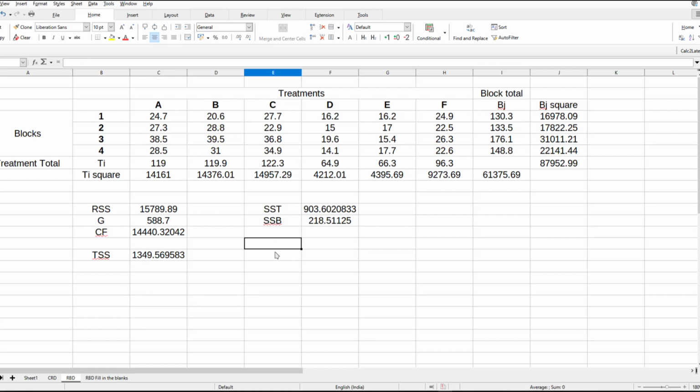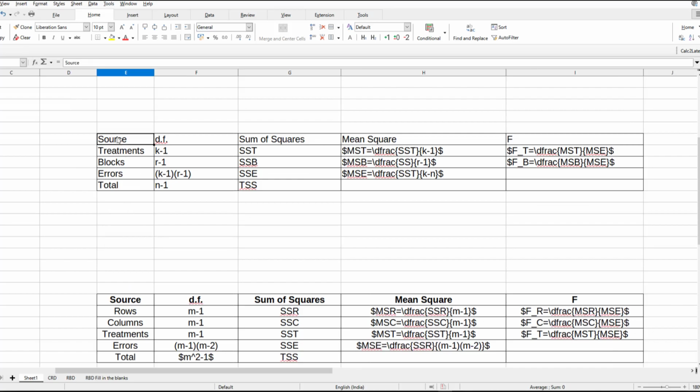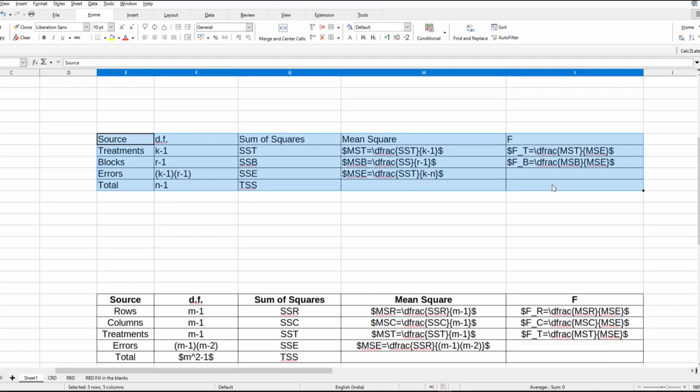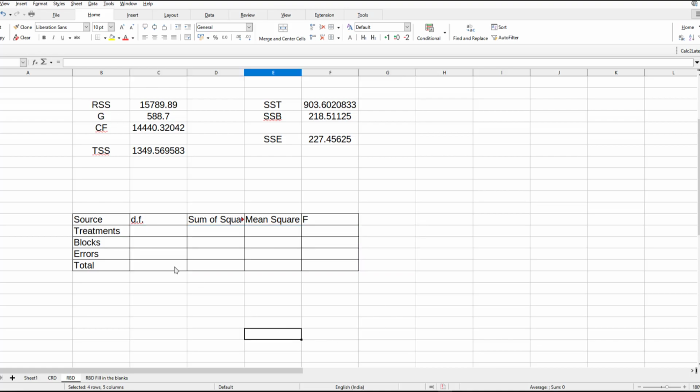The next step is finding out sum of square due to error. So sum of square due to error will be total sum of square minus sum of square due to treatment minus sum of square due to block. So this is sum of square due to error, right? So next we will create the ANOVA table, right? So I will copy this. This is a structure for RBD. I will copy this. I will remove all these values and replace them by their actual values.